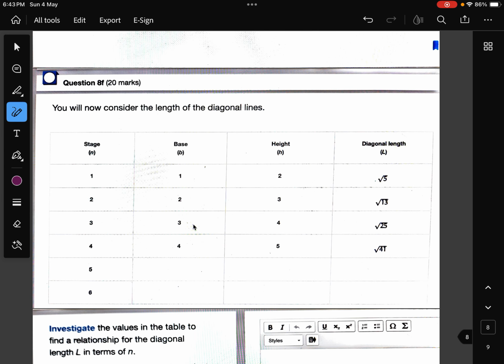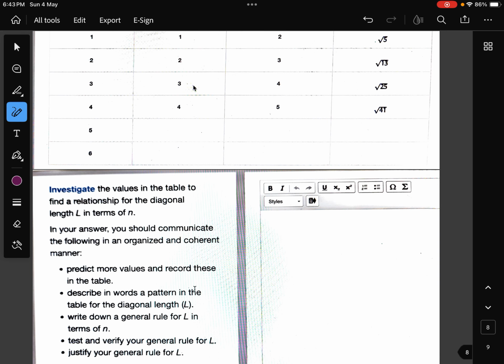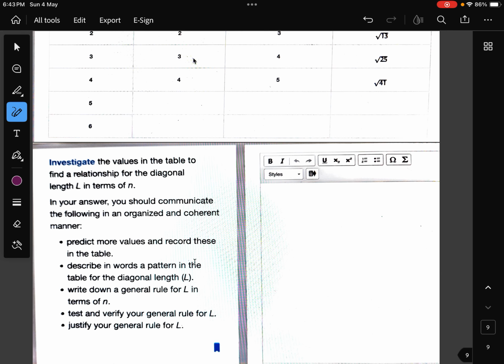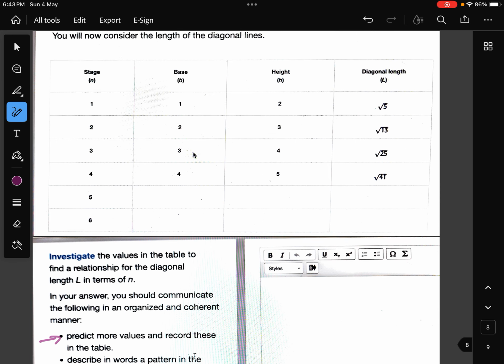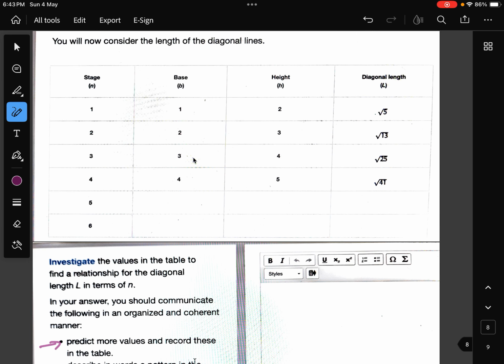So again, we're going to be looking at the diagonal lengths for the next part of the investigation. Let's look at the first part, which is basically predicting more values and recording in the table. So I'm going to fill out the table in stage 5 and 6. So this still will be 5, 6. This will be 6 and 7. Because the base and the height increase by 1 each time when the stage number goes up by 1.